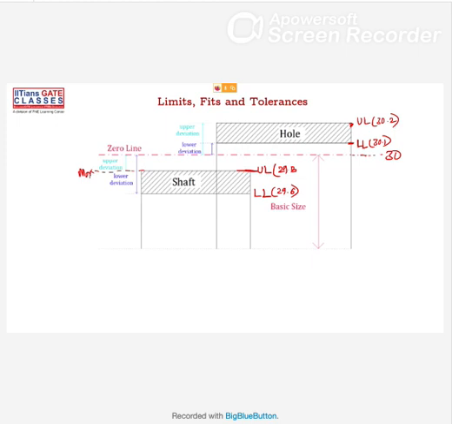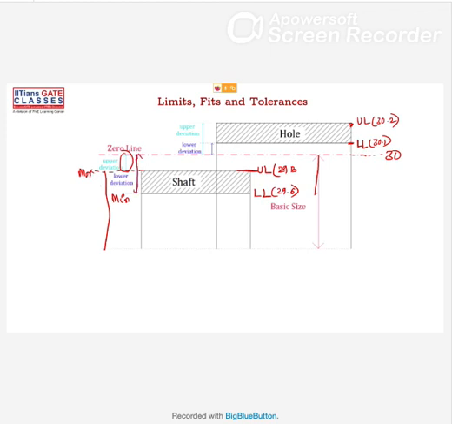Maximum size minus the basic size will give you the upper deviation. So basic size is this, and maximum size is this. If you subtract basic size minus maximum size, you will get the upper deviation. Similarly, if you subtract basic size minus the minimum size, then it will be the lower deviation. This will be the lower deviation.